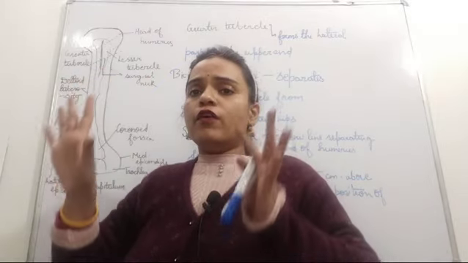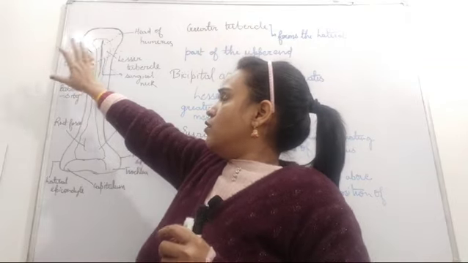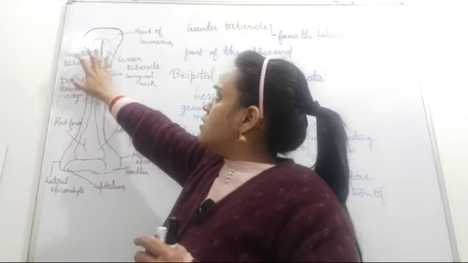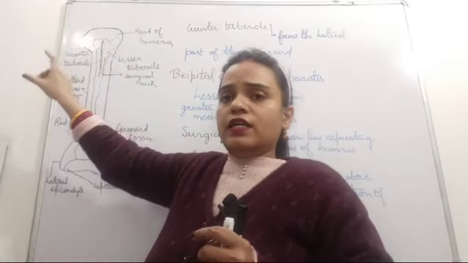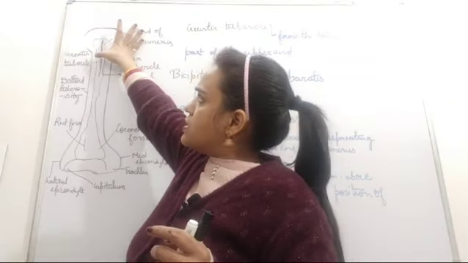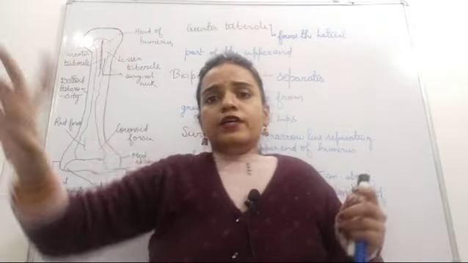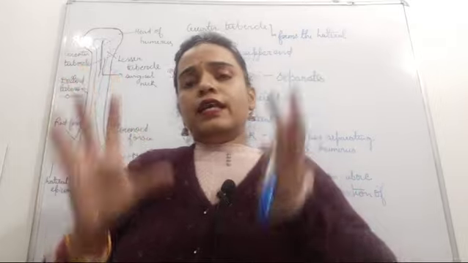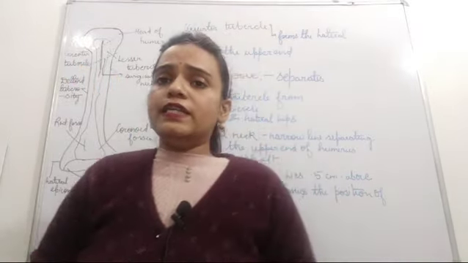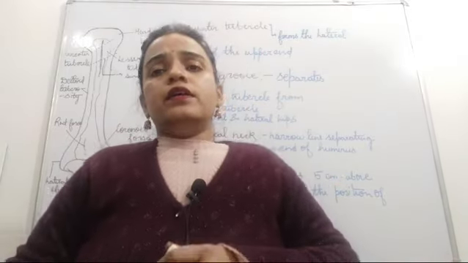Now coming to the morphological neck. Where is the morphological neck located? It is situated just 0.5 centimeter above the surgical neck. You will find the morphological neck in between the anatomical neck and surgical neck, just 0.5 centimeter above the surgical neck. And what does this morphological neck signify? It indicates the presence of the epiphyseal line here.